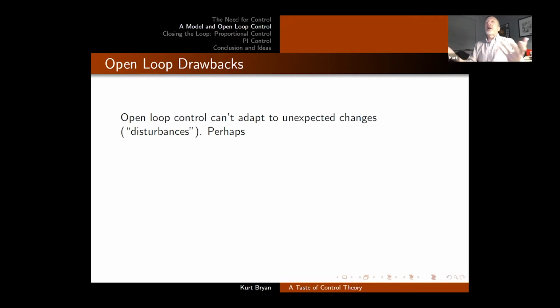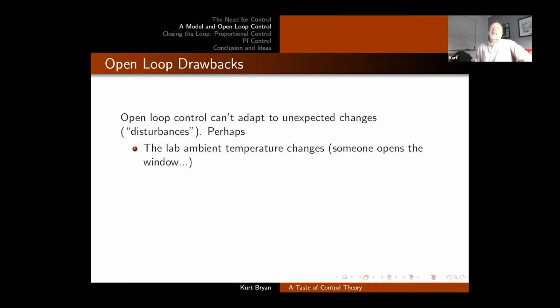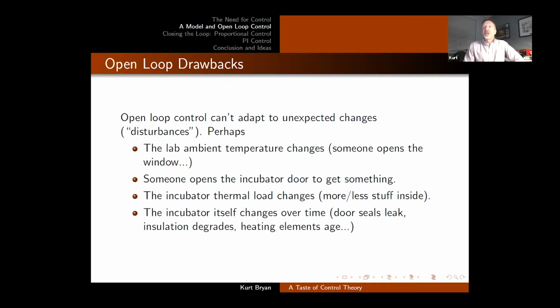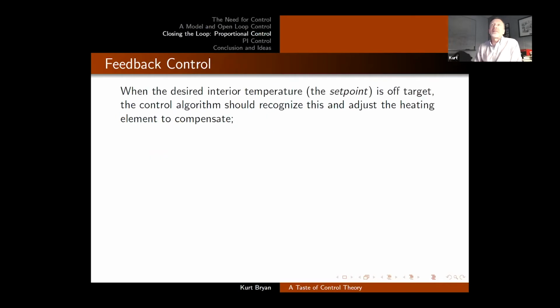Now, the problem is, of course, open loop control doesn't adapt to disturbances, unexpected changes in the system. In this case, the lab's ambient temperature changes, somebody opens the window, or someone opens the incubator door to get something out or put something in, or the incubator load changes, fewer or more samples are put inside, and that could change the behavior of the incubator, or the incubator itself changes over time as it ages, door seals leak, etc. Open loop control doesn't recognize any of this, and it doesn't recognize that the temperature of the incubator is off target and it can't correct for it.